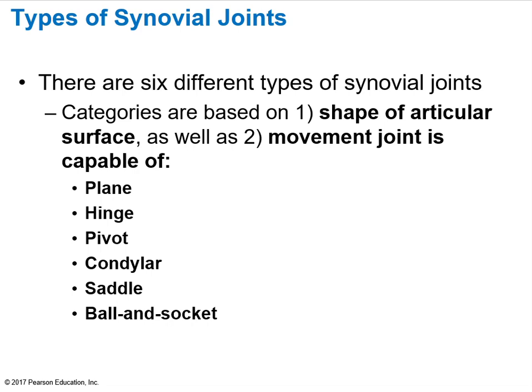Next, we're going to be looking at the 6 types of synovial joints. And we're going to be looking at factors like the shape of the articular surface and the movement that the joint is capable of. With those things in consideration, we have about 6 different types of synovial joints: planar joints, hinge joints, pivot joints, and condylar, saddle, and ball and socket joints.